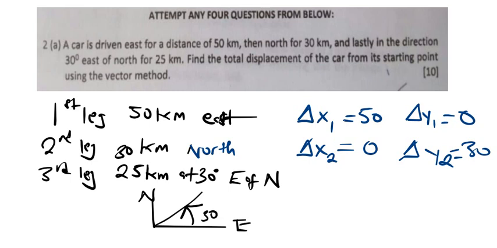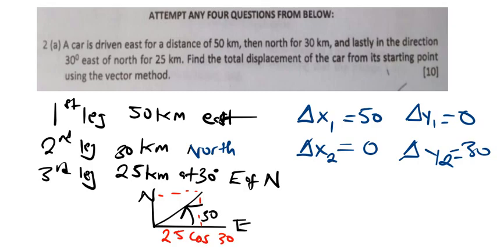So this, you're going to resolve it into its components. This is the x and this is the y. So you know that for the x component, it will be 25 cos theta. Theta in this case is 30.